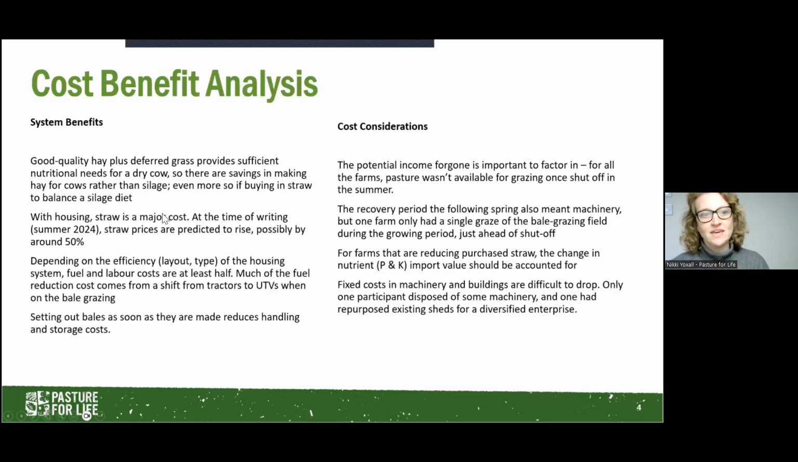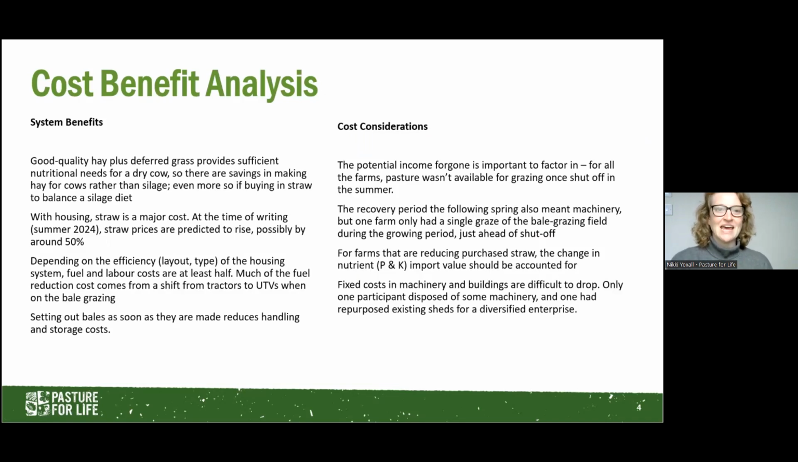The cost benefit analysis, there's a lot of information here, and I've shared the slides with the team, so I'm sure they'll be able to take that and translate any of this so that it's got a little bit more information for you. But essentially, the benefits are that we have good quality hay plus the deferred grass, because you always want to bale graze on deferred grass, to provide sufficient nutritional needs for a cow.